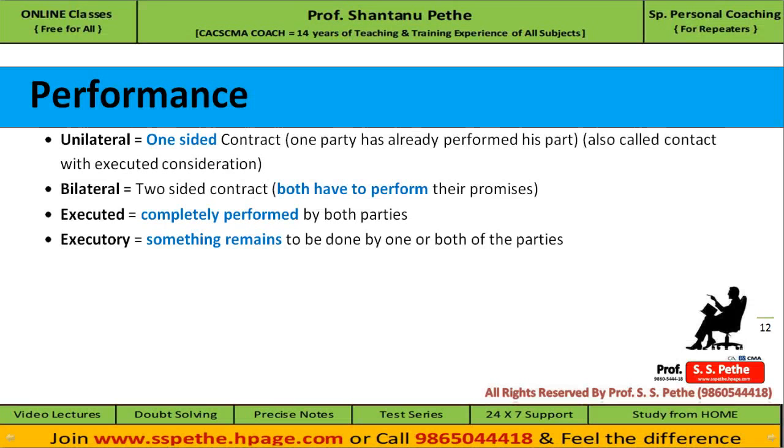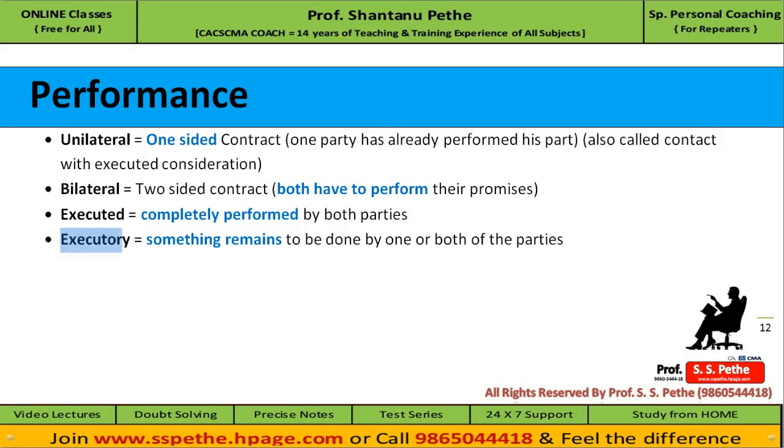Now let's see bilateral contract, a two-sided contract. These are two-sided contracts where both parties have to perform their promises. Nobody has performed their part, so both the parties are still to perform their promises. It is called bilateral contract. Now let's see executed contract. It means a contract which is completely performed by both the parties. So both the parties have performed their part, so it will be treated as executed contract.